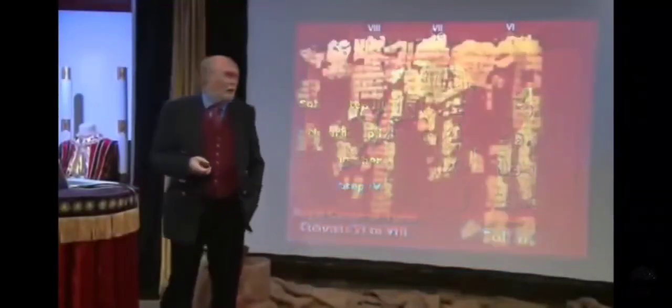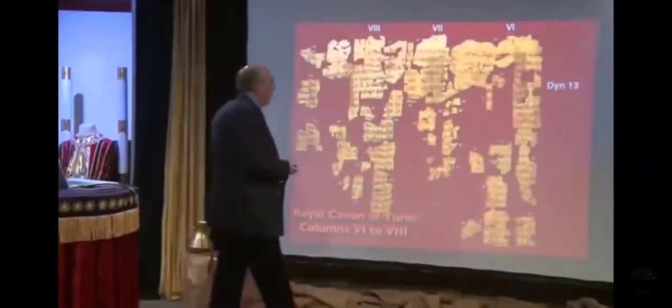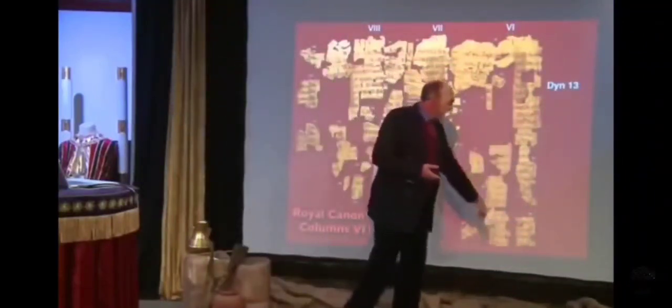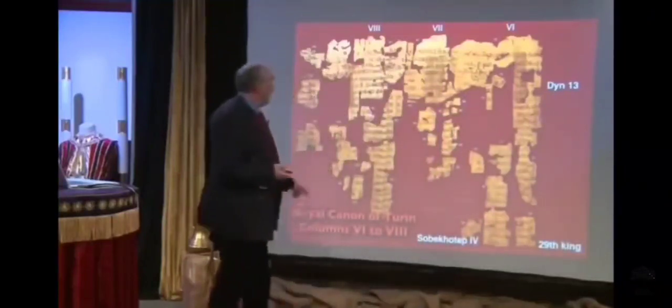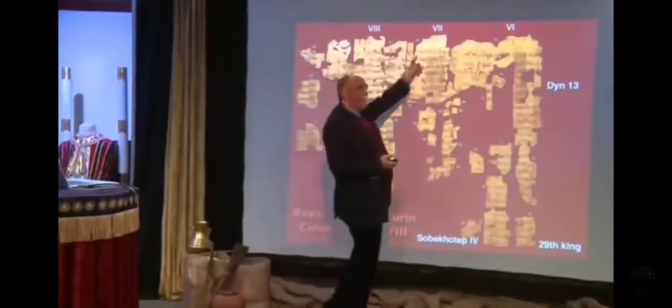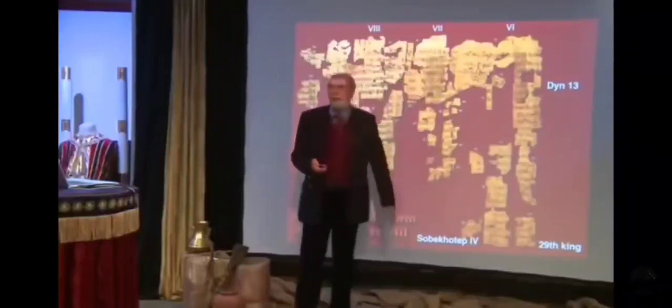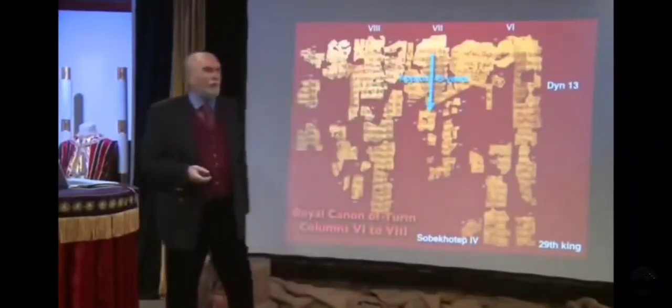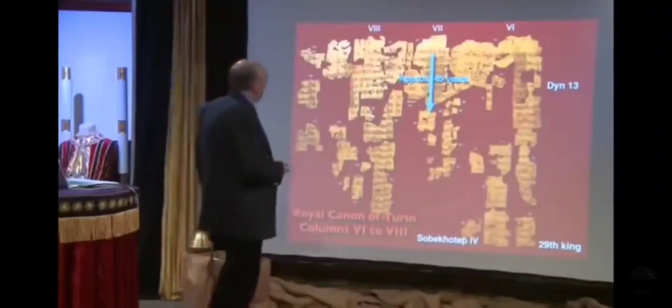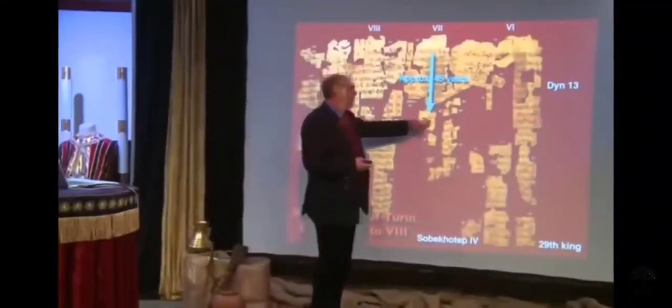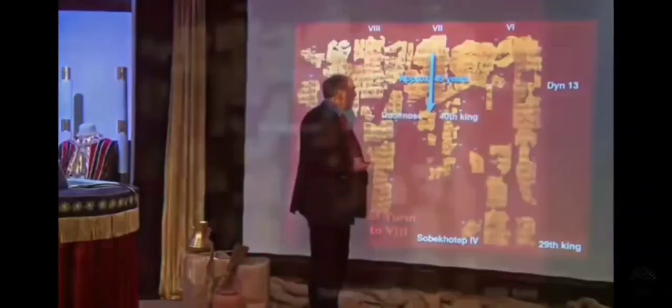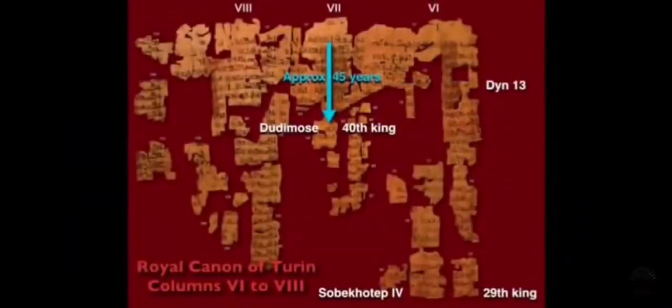stepfather, rather, of Moses. When he died. There's the start of the 13th dynasty. When he died at the bottom of the papyrus, the 29th king, we come to the next column over here. We need to be looking for the Pharaoh of the Exodus. So if I go 45 years down, it's approximately 45 because we don't have the exact dates, we come to this little fragment of the papyrus here and the name Dudimose. Remember that name because he's the Pharaoh of the Exodus, not Ramesses II. This nobody. This guy who nobody's ever heard of.